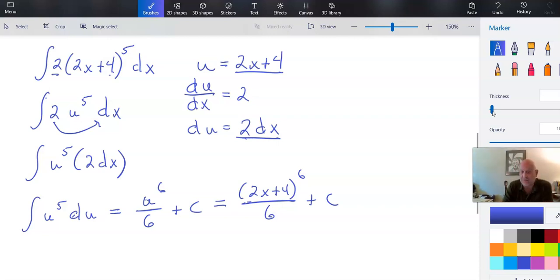Okay, so that's our first example. What I want to do right now is take a look at the chain rule itself for derivatives, and then we'll look at how this applies to integrals here.